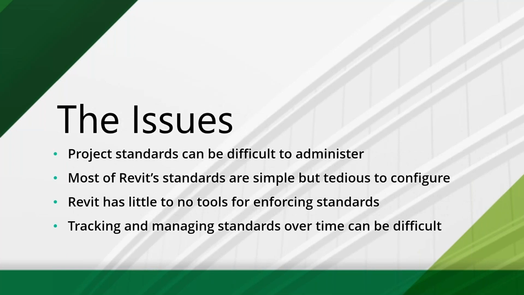So before I get too far ahead of myself, we'll get through the issues in a recap. As I mentioned in the introduction, standards can be difficult to administer, take forever to set up, and are disruptive to the project because you might even have to take the project offline at times to do some of this repair work. And there's nothing out there for tracking, and there aren't any tools to help you with that unless you have a third-party app. Revit doesn't offer any of that natively.